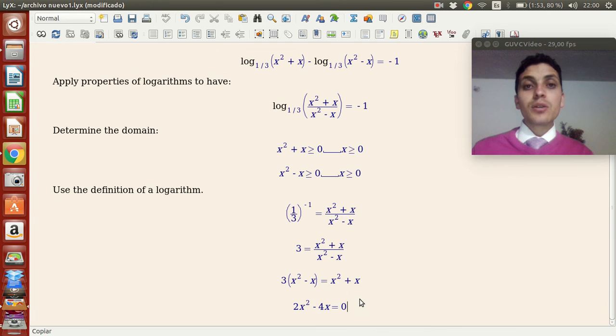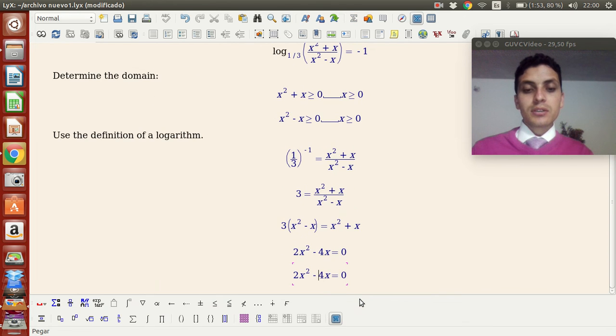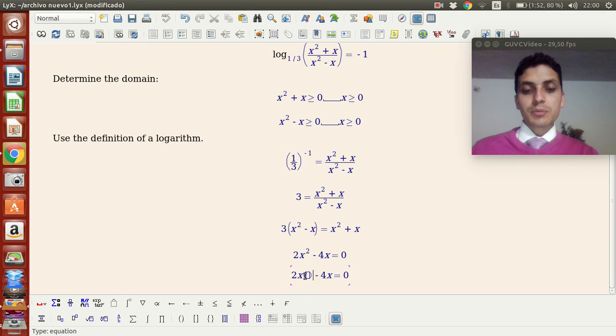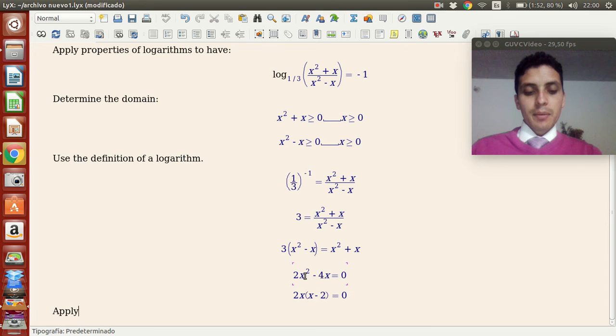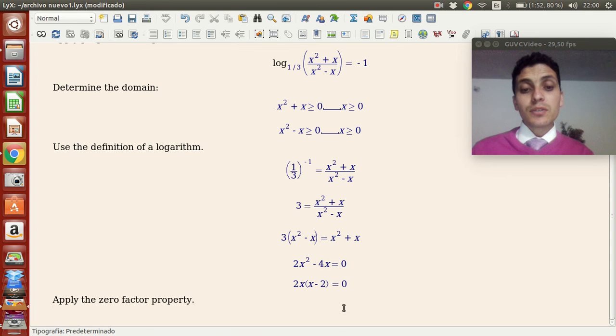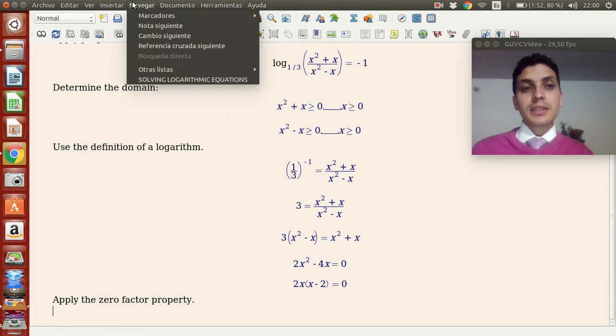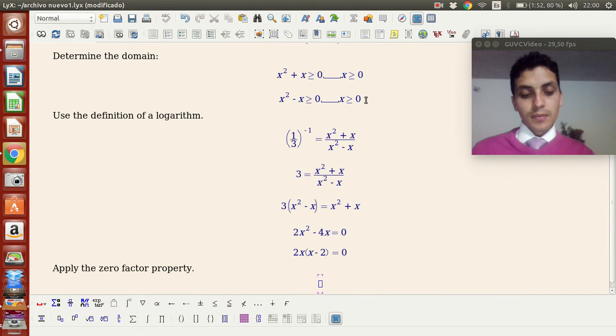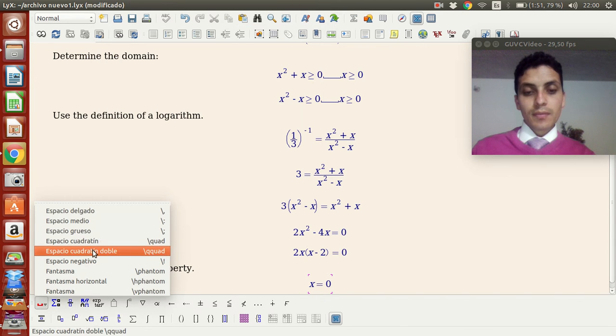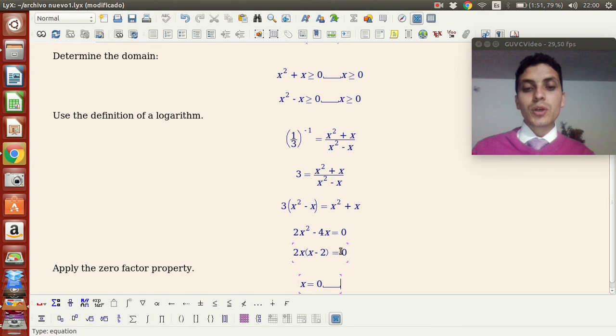To solve this equation, we have to factor the expression. So the GCF is 2x, and if we factor the expression, it should be just x minus 2, and apply the zero factor property. Okay, if I apply the zero factor property, we have that the solutions are x equals 0 and x minus 2 equals 0, so x equals 2. You have the solution.